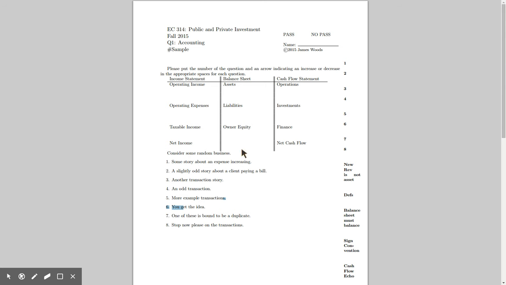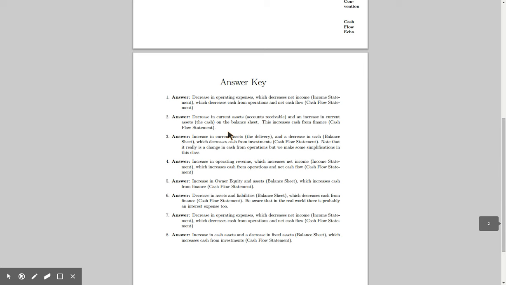It tells you what kind of business you're playing with. In this case, I just wrote something kind of clever like "consider a random business," but it'll usually be things like a coffee shop or a brewery or something along those lines. The second page will be a key which lays out what the answers should look like.